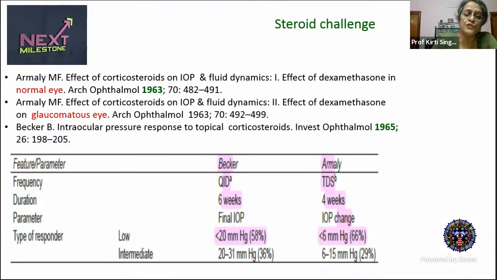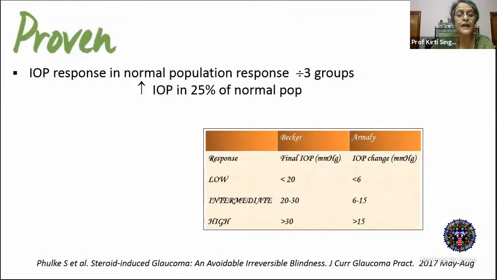However, the milestone which has been most often quoted is by Armaly and Becker study, who confirmed that in the normal eye and in the glaucomatous eye, the effect of dexamethasone is very different. And they came up with these famous figures of 6 weeks and 4 weeks of trial challenge tests with steroids, where the final IOP rise of less than 20 was low responders, 20 to 31 was intermediate, and more than that was high responders. Armaly did the same thing, but for 4 weeks, and he talked about the IOP change from baseline as 6 to 15 and more than 15. So they categorized responders in normal population and in glaucomatous patients as low, intermediate, and high.